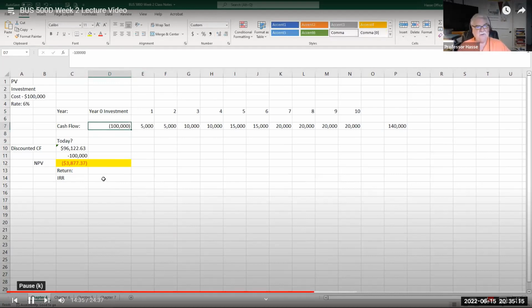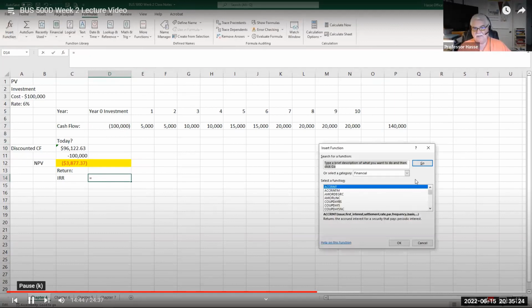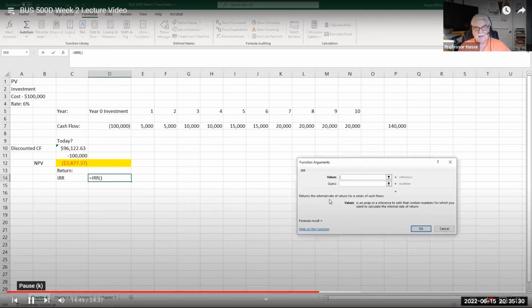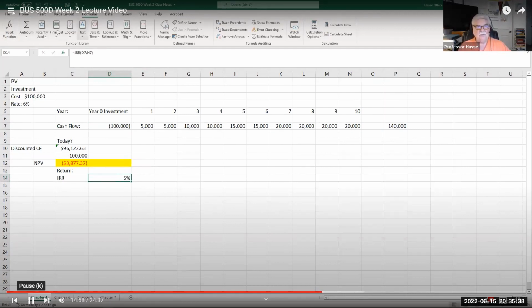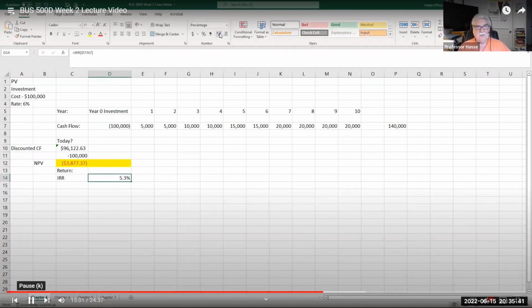Okay, now what is the return in a percent? Formulas, function, financial, internal rate of return. And now under values, we just paint from year 0 to year 10, the length of it, and we get an interest rate. Let's go to two decimal points, to be official here. We get a return of 5.33%. So now we understand why this is a negative NPV, because the actual return in a percent over the 10 years is less than our cost of the capital.